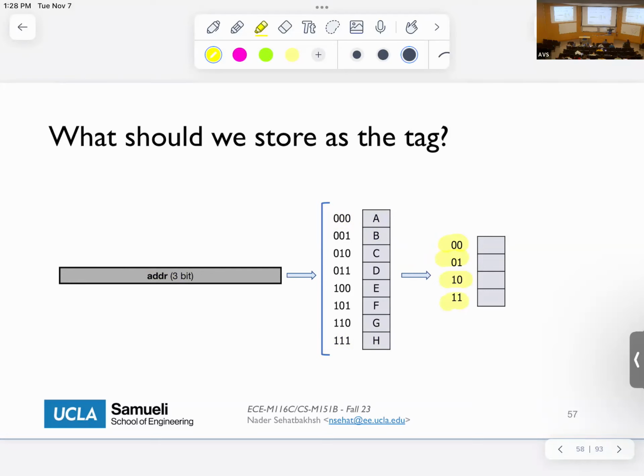So there will be a 2-to-1 mapping between my main memory and my cache. So how do we actually store this?